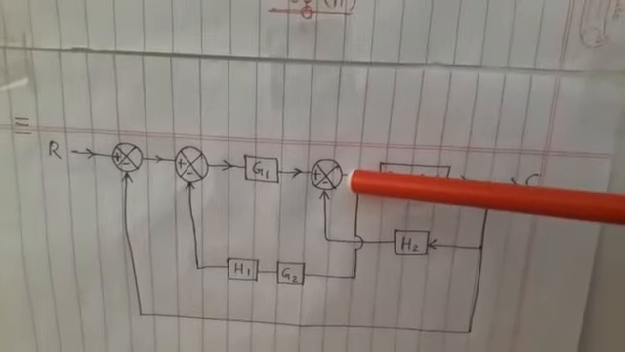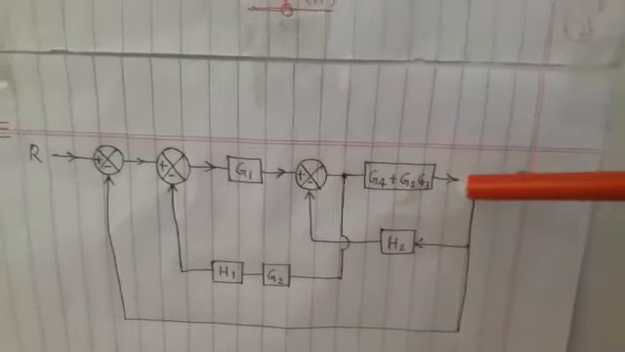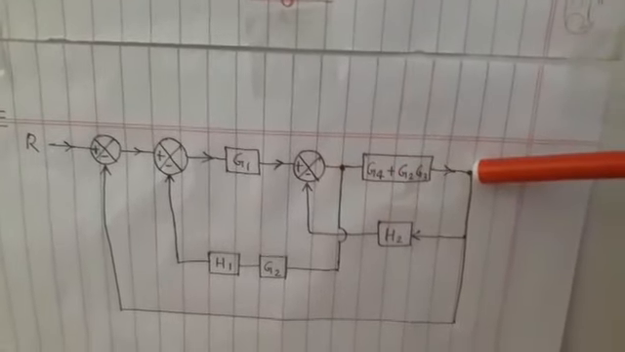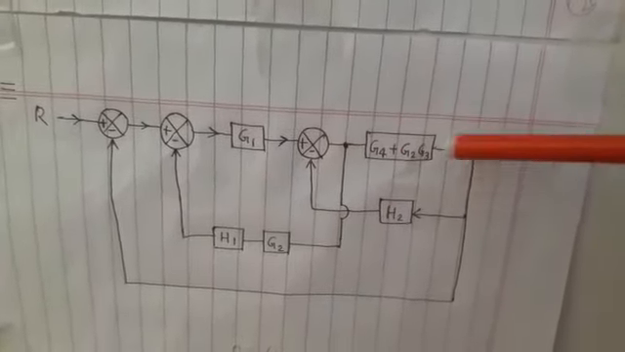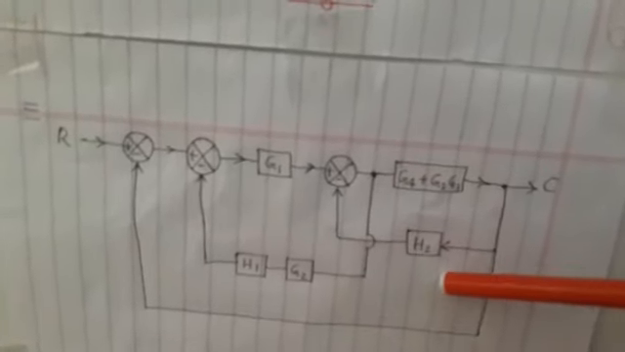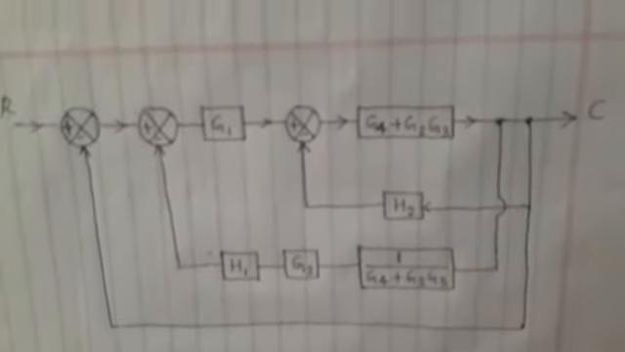Now we find that if we move this takeoff point from here to after this block, it will come here. Then what we will have to do? We will have to multiply one block here whose value will be 1 divided by G4 plus G2 into G3. As you can see here, figure 4. Am I clear?